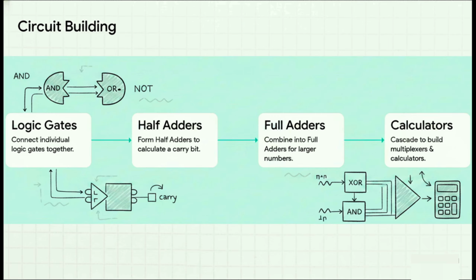And finally, step 4, we cascade these all together to build multiplexers and full-blown calculators. The data flows through these blocks practically instantly, literally turning raw voltage into complex math.